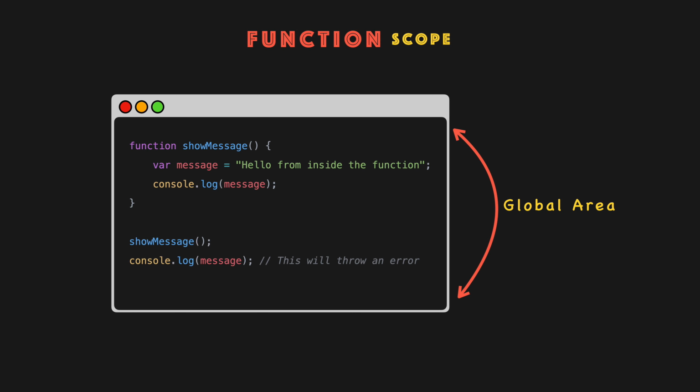When a variable is declared inside a function using var, it is said to have function scope. This means that the variable exists only inside that function and cannot be accessed from outside. Here, the variable message is declared inside the function showMessage. When we call showMessage, the message is logged to the console. However, if we try to access message outside the function, it will throw an error, because message only exists inside the function scope. In other words, message is function scoped, meaning it belongs only to the function.